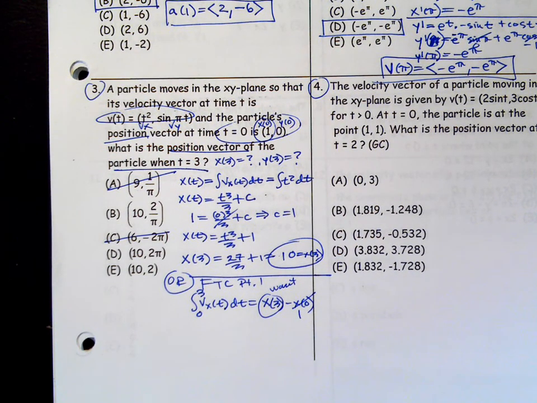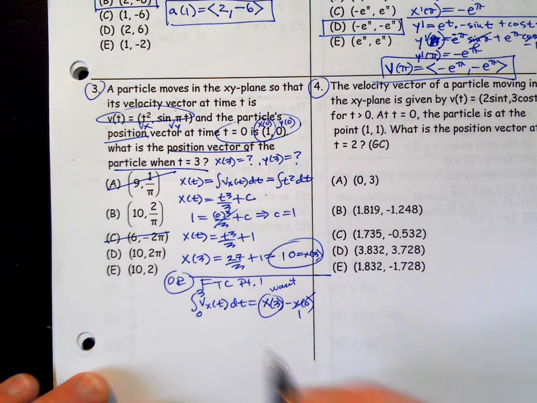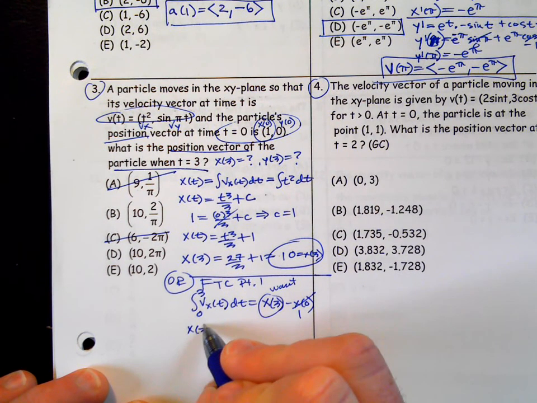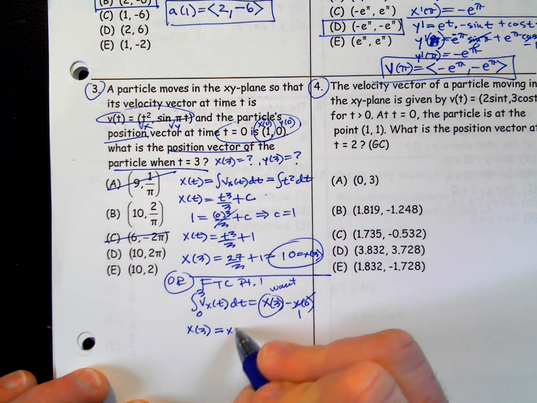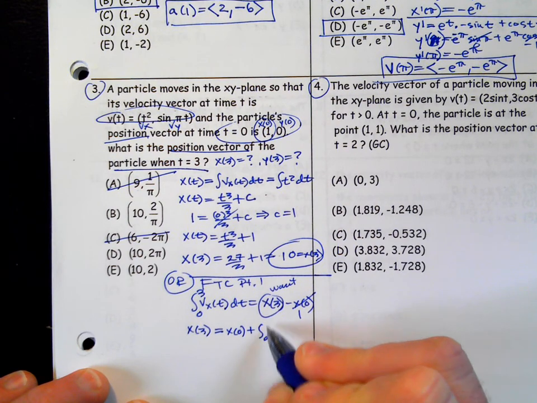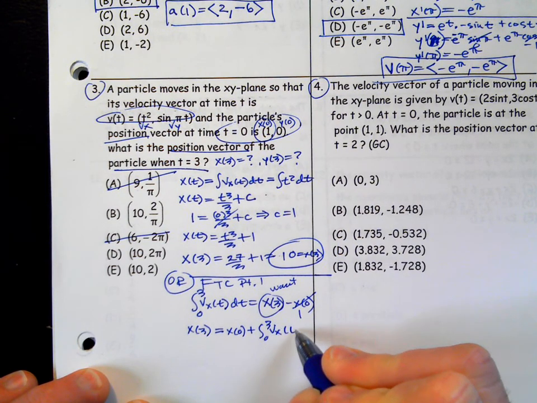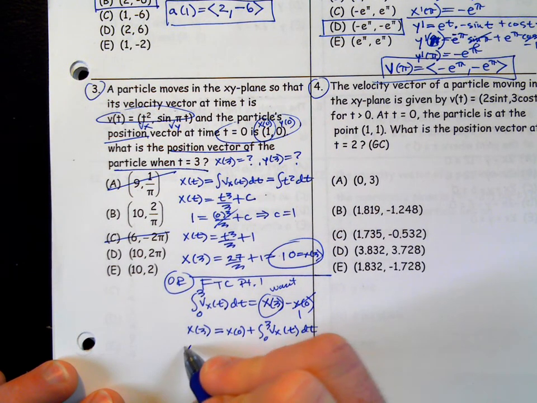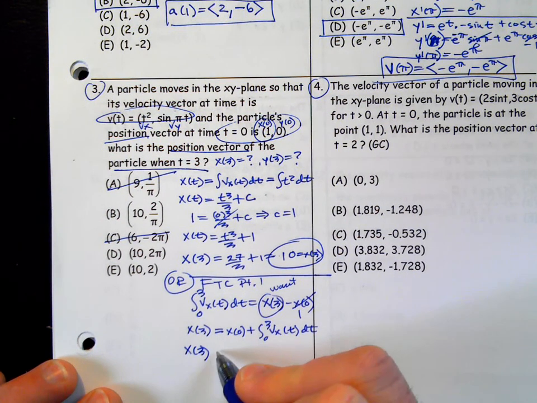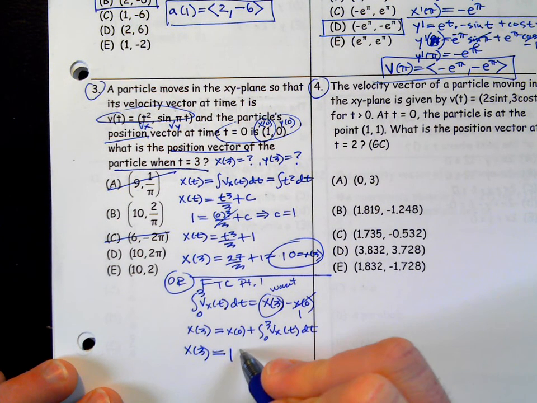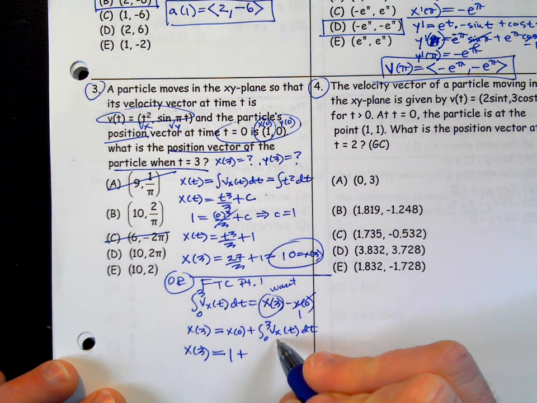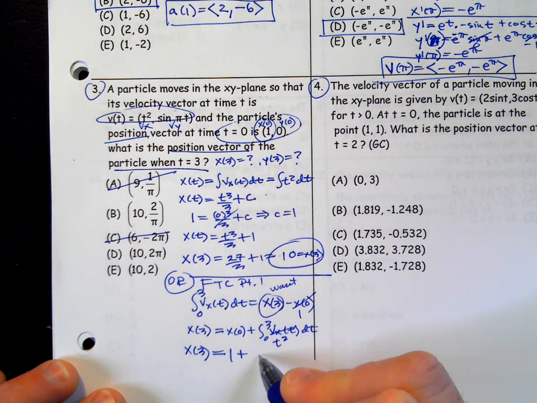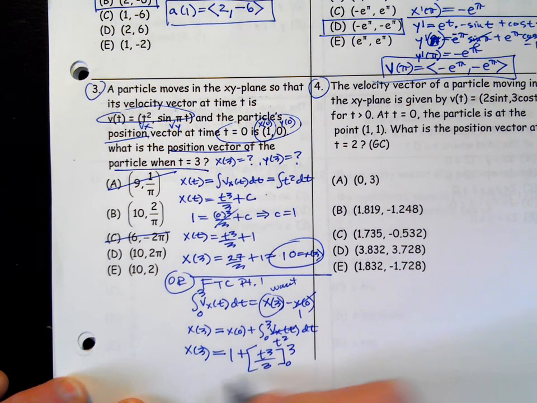And so then we would write x of 3 equals x of 0 plus the integral from 0 to 3 of v sub x of t dt. And then you could use your calculator to do this really nicely for you. Or you could use this to set it up and then do this by hand. You could say, okay, the antiderivative of t squared is t cubed over 3. Plug limits in.